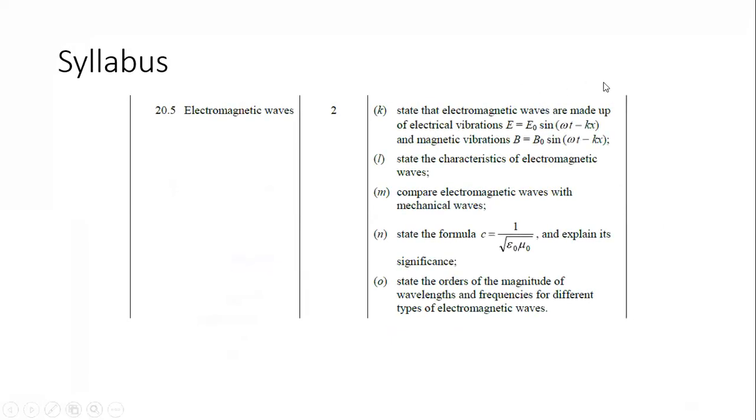Okay, we are interested to state the equation for electric field, magnetic field. Then state the characteristics of electromagnetic waves. Compare electromagnetic waves and mechanical waves. Then state the formula and explain the significance. State the orders of magnitude of wavelength and frequencies for different types of electromagnetic waves.